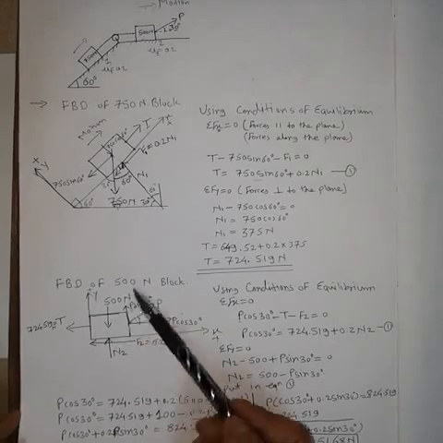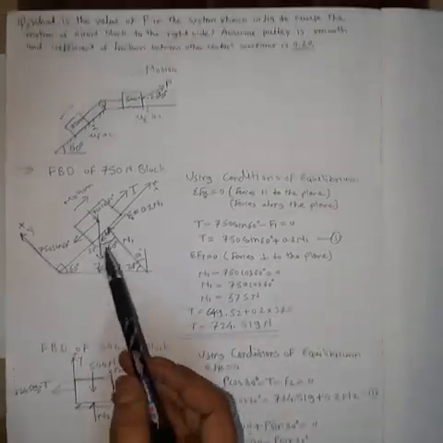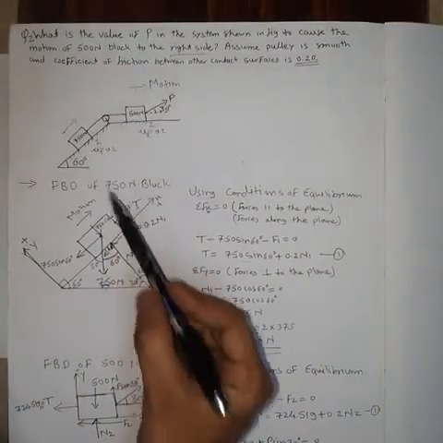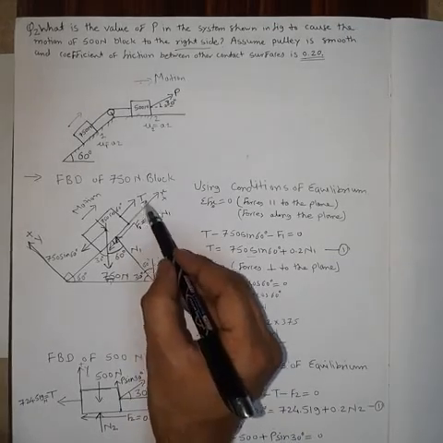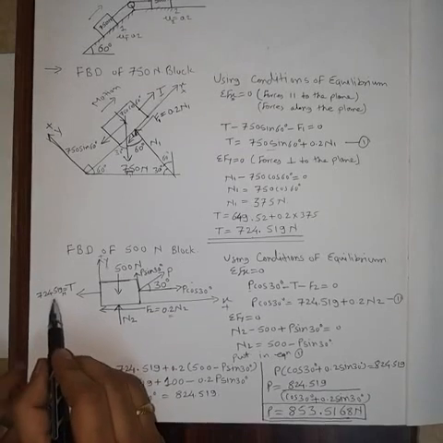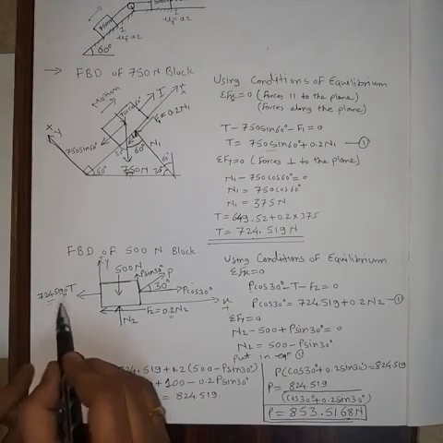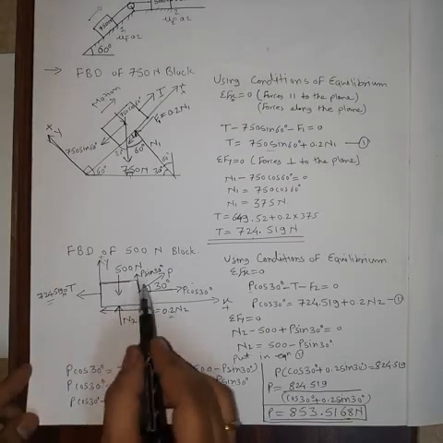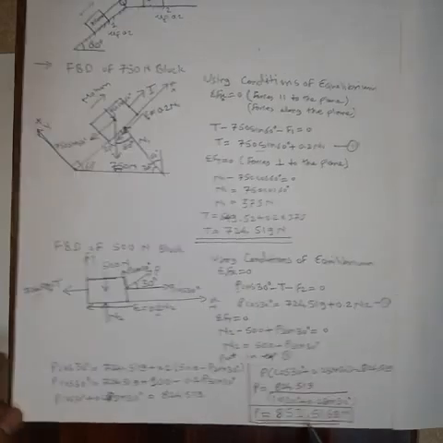So this cannot be solved directly. First we have to solve the 750 Newton block FBD, and we can determine the value of T there. Then using that value of T directly in the FBD of the 500 Newton block, and using the condition of equilibrium, you will get the answer.